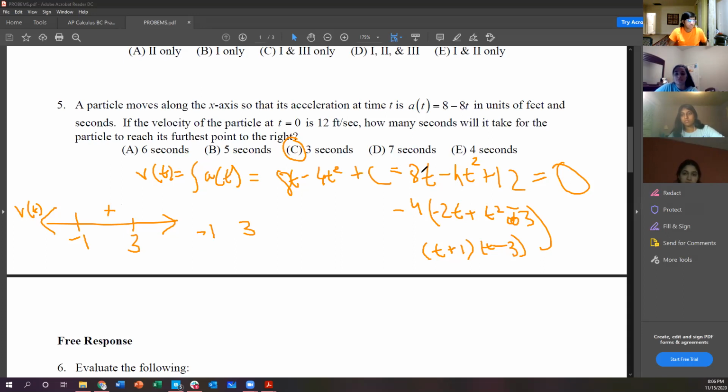4 times 8 is 32. Wait, 32 minus 16. What are you doing? Oh, I'm finding whether velocity is positive or negative. Oh, okay. This is just to really check my answer. I was confused. Yeah. Okay. Sorry, that sounded really aggressive.